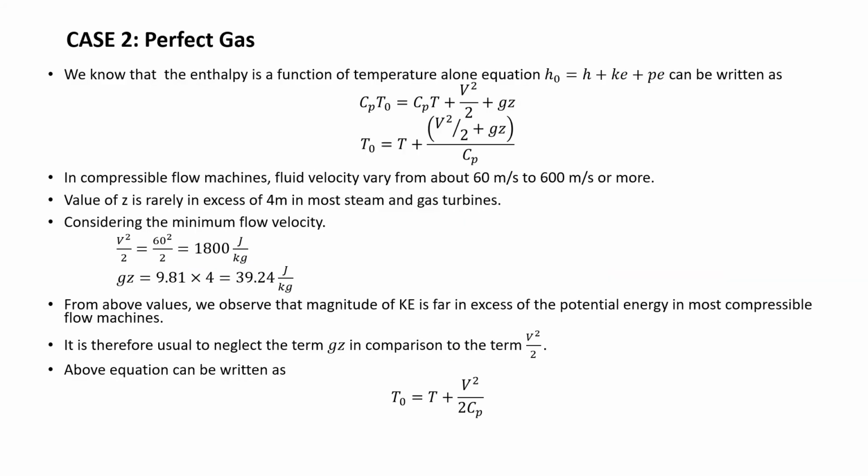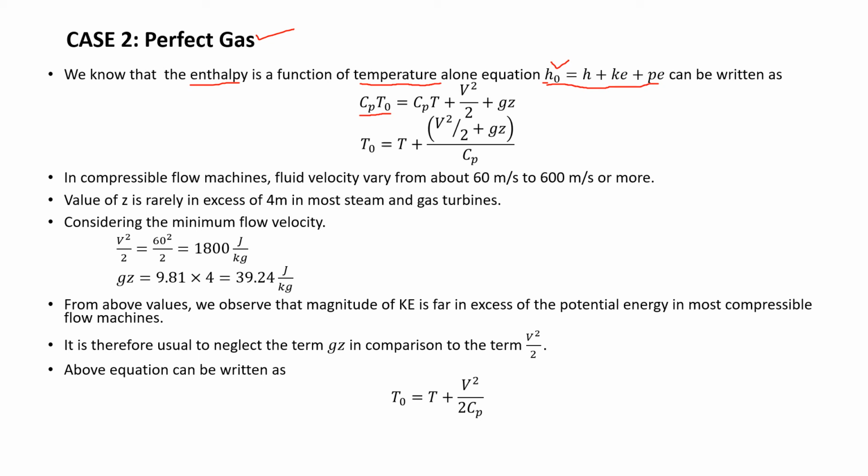Now let us consider the second case, that is for a perfect gas. We will see the relation between the static properties and stagnation properties. We know that enthalpy is a function of temperature alone. In previous slides we derived H naught is equal to H plus KE plus PE, that is stagnation enthalpy is equal to the sum of static enthalpy plus kinetic energy plus potential energy. Since enthalpy is a function of temperature alone, we can write H naught as Cp T naught, where Cp refers to specific heat.